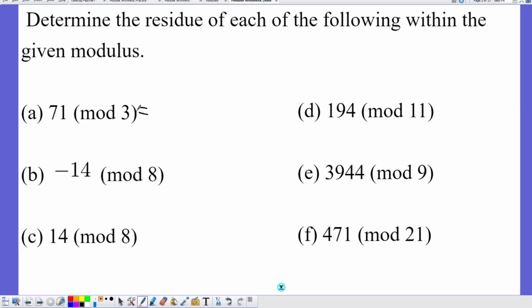The simplest way is, for the residue, just think of the remainder. We do 3 divided into 71. Let me write that up here. 3 divided into 71 goes into 7 twice. 6, subtract, we get 1, drop the other one. 3 goes into 11 3 times for 9. And we get 2 as our remainder. So 71 mod 3 is the same as 2.